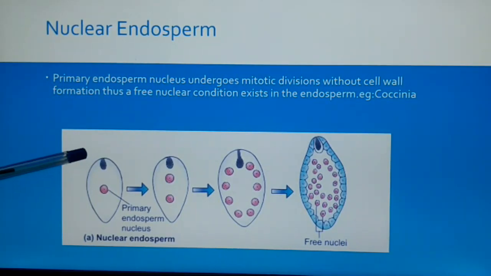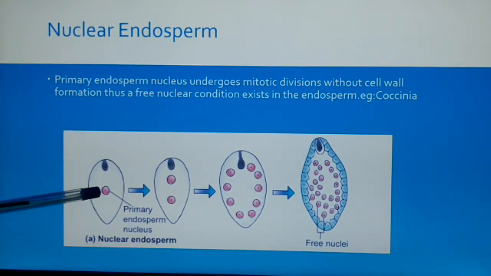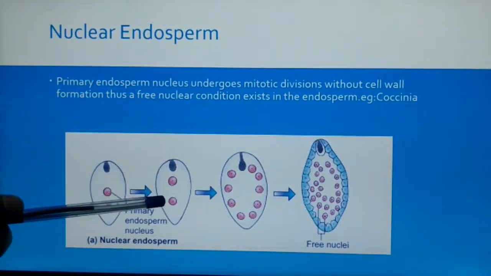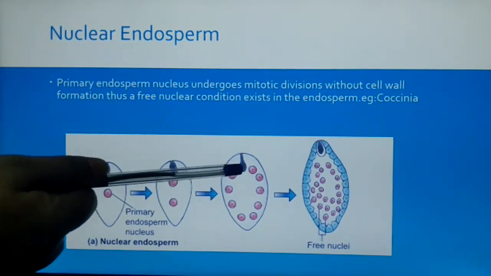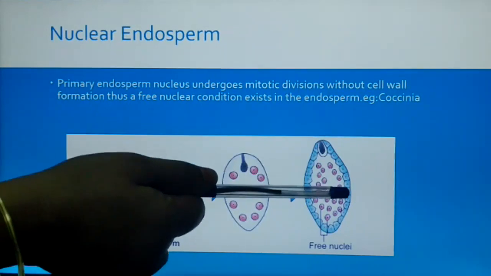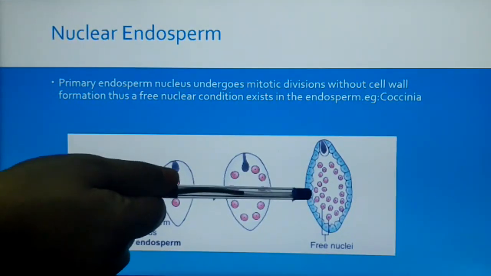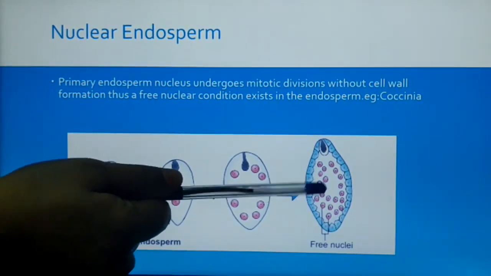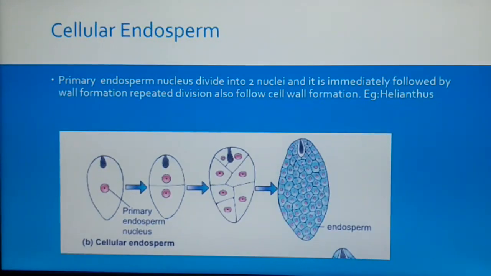So in the nuclear endosperm, the primary endosperm nucleus undergoes mitotic division without the formation of a cell wall, and the free nuclear condition exists in the endosperm, for example Cocos, Capsella and Arachis.